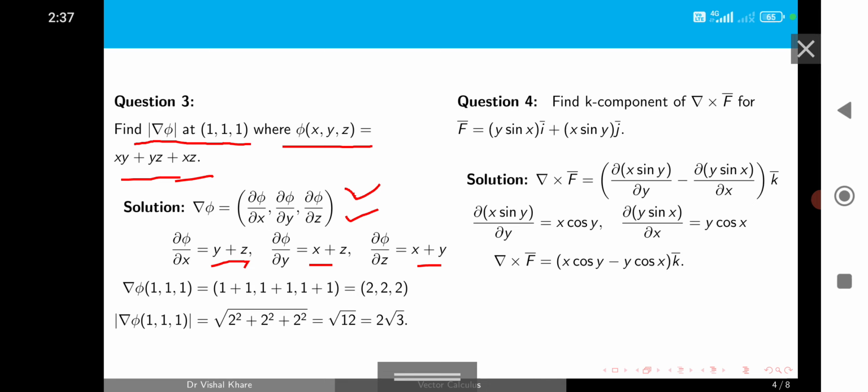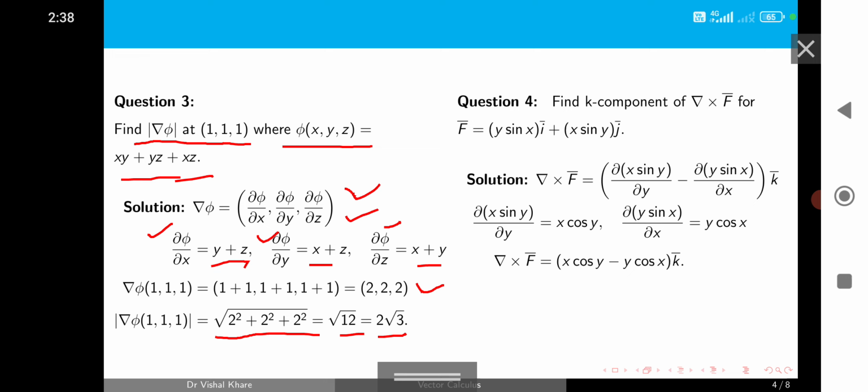Now putting 1 comma 1 comma 1 here, we'll get 2 comma 2 comma 2, and then the modulus we can find: root of 2 square plus 2 square plus 2 square, that is equal to root 12, and simplifying we'll get 2 root 3. So when we partially differentiate any function with respect to x, then y and z are constant. When we differentiate with respect to y, x and z are constant, and when we differentiate partially with respect to z, then x and y are constant.